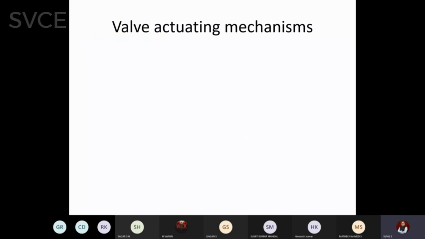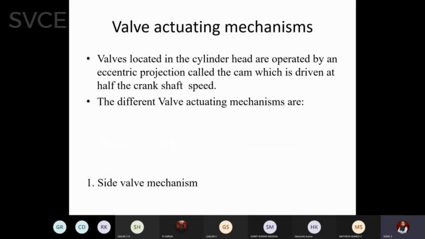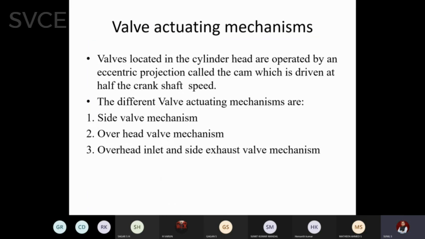Now we have discussed valves. Next we have to discuss the actuating mechanisms, how these valves get actuated. Definitely it is because of the cam. So valves located in the cylinder head are operated by an eccentric projection called cams.